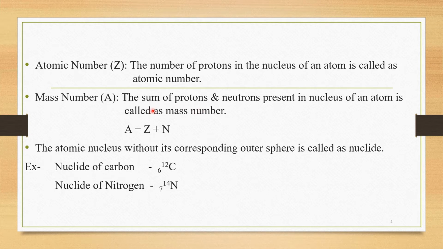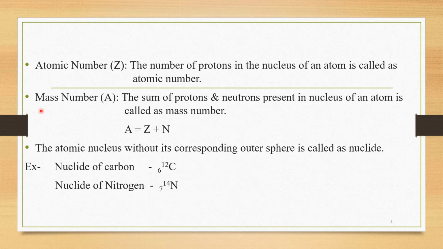Next, we have to study some simple concepts related to the nucleus of an atom. The first simple concept is the atomic number of an element. It is denoted by the alphabet Z. The number of protons in the nucleus of an atom is called the atomic number. It gives us an idea regarding the number of protons.